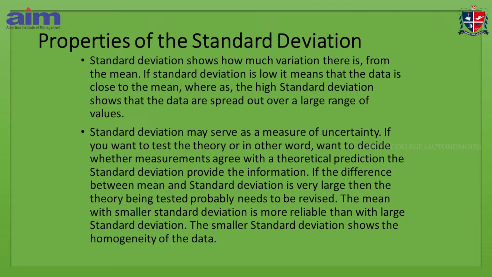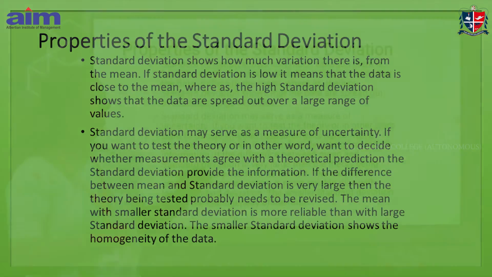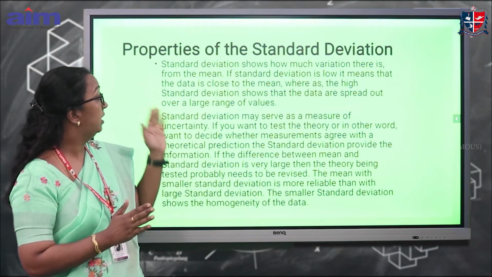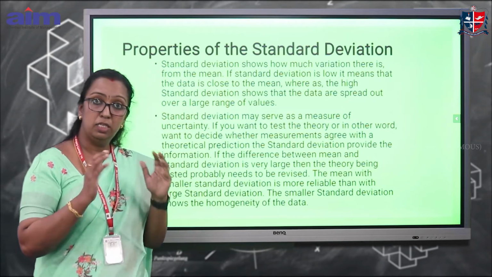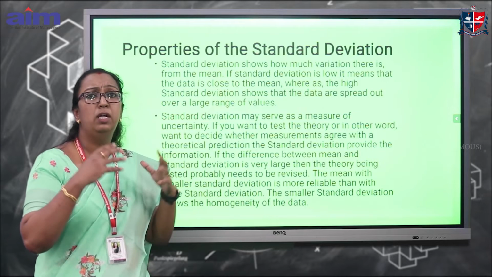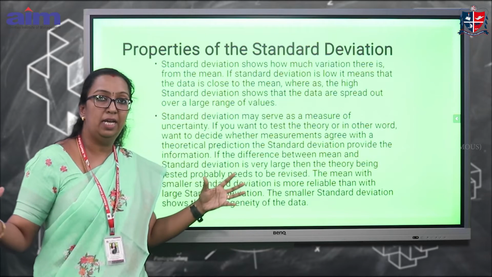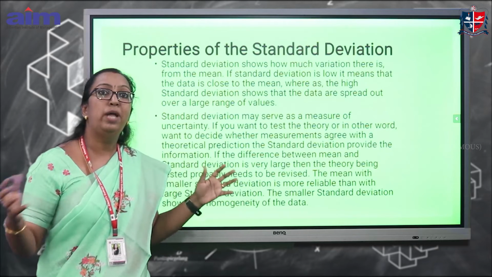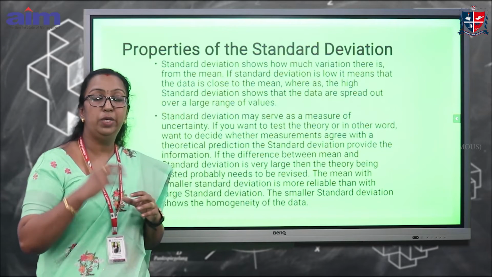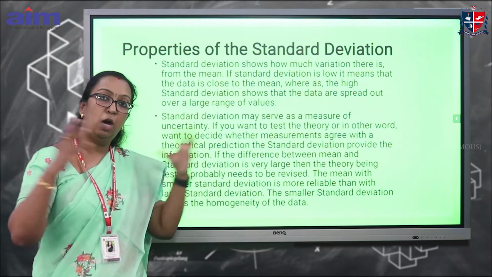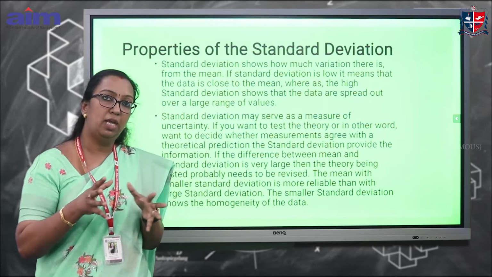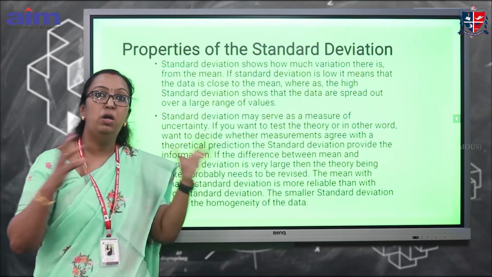So what are the properties of standard deviation? Standard deviation shows how much variation is there from the mean. If standard deviation is low, it means that data is close to the mean, whereas a high standard deviation shows that the data are spread out over a large range of values. And this is what you require in a data set. You need to have sufficient variability inside the data set so that you get a much more accurate result. And through standard deviation, you can understand whether it is coming in the normal range or it is spread out evenly throughout the data. So looking into the standard deviation, you can actually understand the variability of your data.